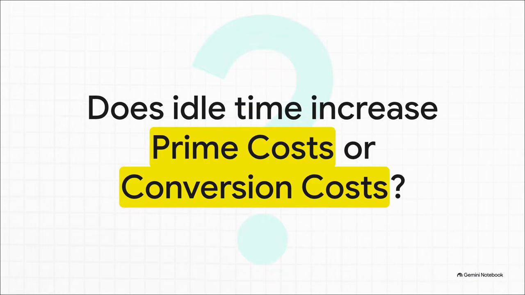I am going to leave you with this final provocative thought to really test those new mental folders we just built. If a direct laborer stands idle for 2 hours due to a factory power outage, does their pay for those 2 hours increase prime costs, or does it increase conversion costs? Think about it carefully. Apply the rules of idle time. Figure out exactly which bucket it falls into, and then trace that bucket back to the formulas we just learned.